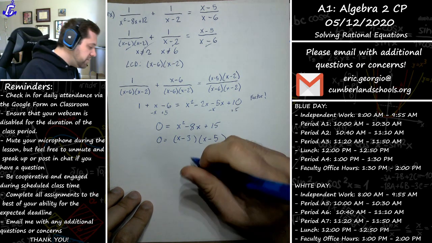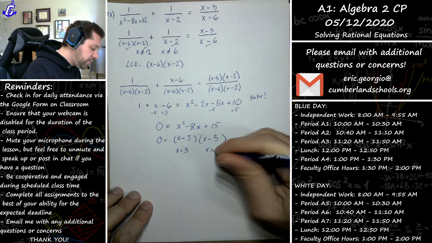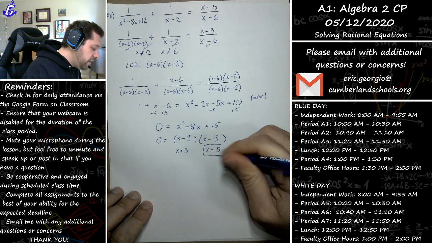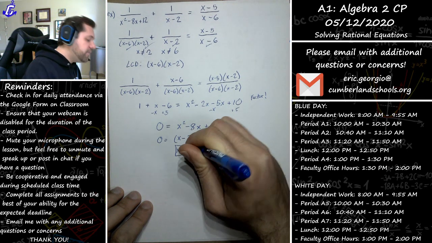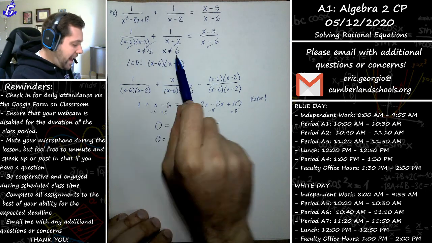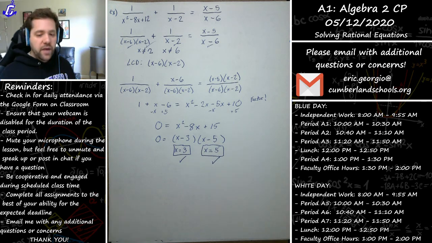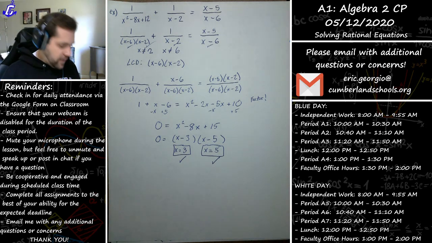So therefore, that gives me 2 solutions to this problem. X equals 3, because 3 minus 3 would be 0, and x equals 5, because 5 minus 5 is 0. In this particular case, both of those solutions are valid because neither match the domain restriction. So we'd say this problem has 2 solutions, one of x equals 3 and one of x equals 5.